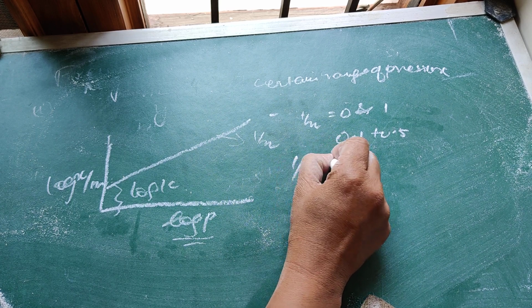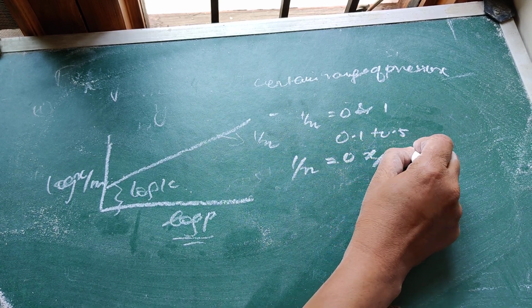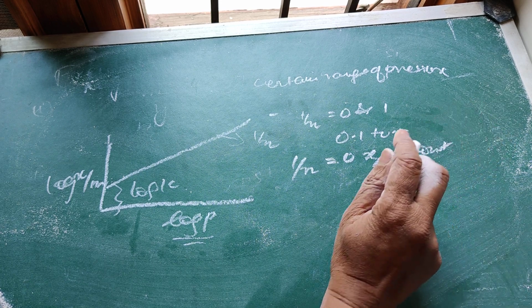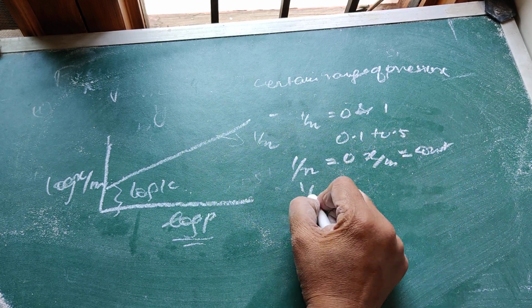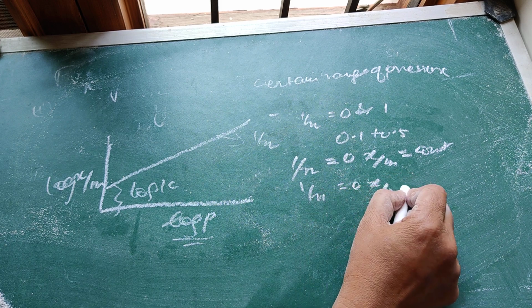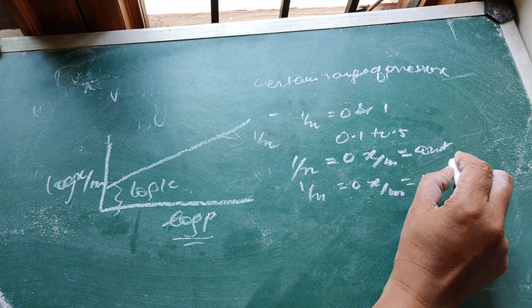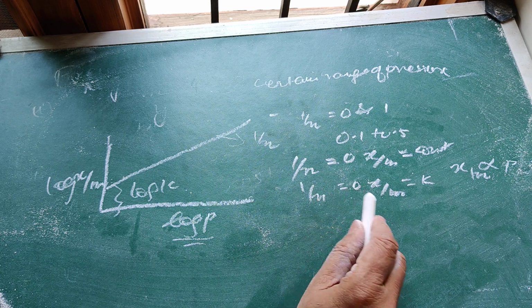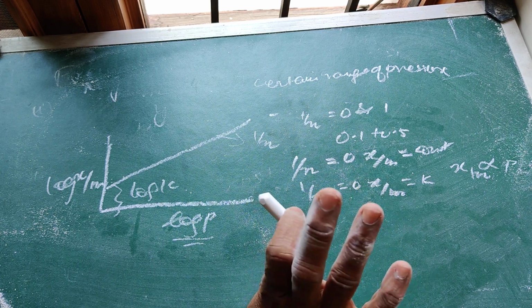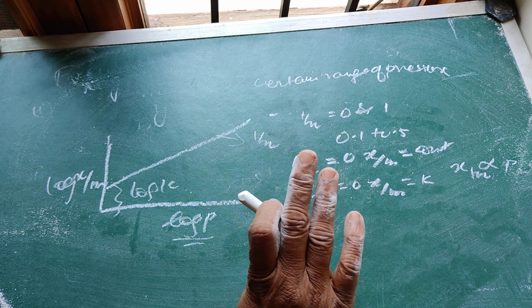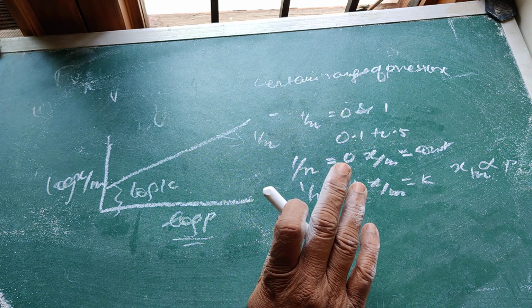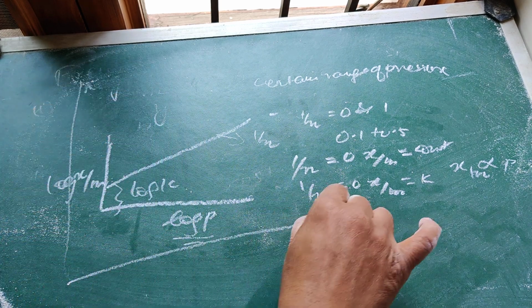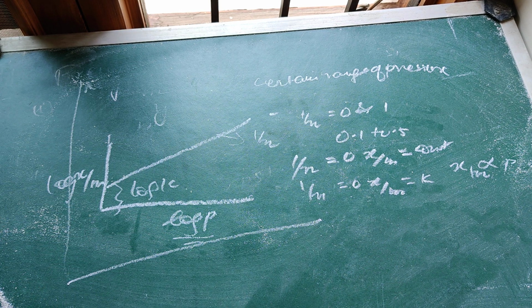When 1 by n is equal to 0, x by m equals constant, and adsorption is independent of pressure. When 1 by n is equal to 1, x by m equals k P, that is, x by m is directly proportional to pressure. That is, adsorption varies directly with pressure, which is applicable only at low pressure. So both conditions are not supported by experimental results, thus it fails at higher pressure. This isotherm fails at high pressure of gas, and it is valid only for a certain range of pressure, as I have told you. Okay.